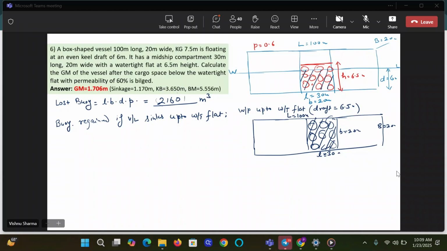How can I get the buoyancy regained if vessel sinks up to watertight flat? You have this intact water plane, what is drawn here. I'm sure everybody would agree the buoyancy regained will be equal to intact water plane into the sinkage. And how much will be the sinkage? Half a meter. Do you agree with me? L into B, the whole water plane, minus L into B, the lost water plane, multiplied by sinkage of 0.5 meters. Will this give me the buoyancy regained in case the vessel sinks up to watertight flat?